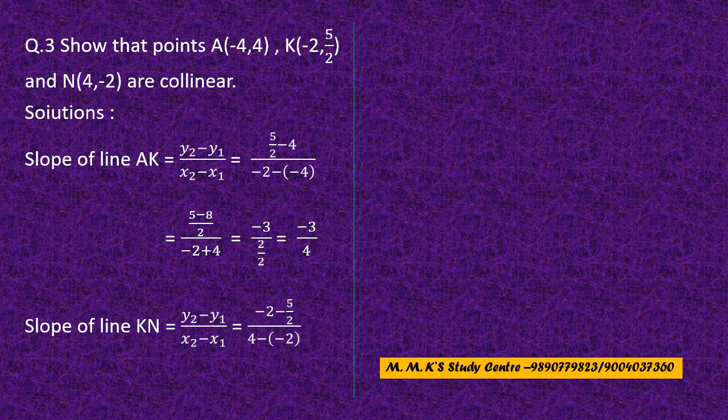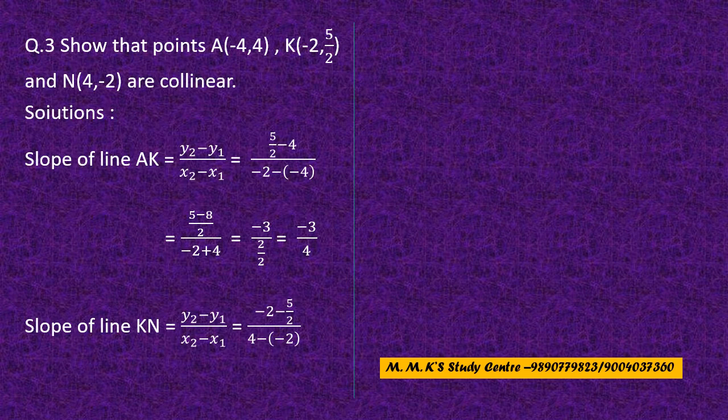Now both the 2's are present in the denominator, so they will get multiplied. So 2 multiplied by 2 you will get 4, whereas this minus 3 as it is. So slope of line AK is minus 3 by 4.